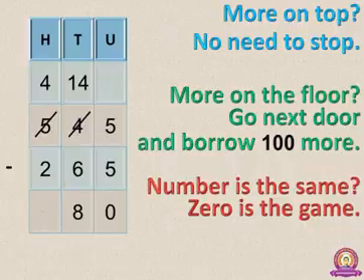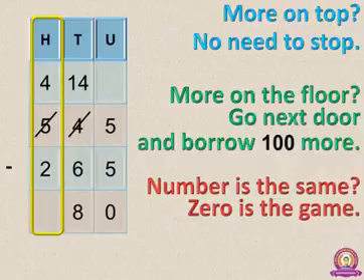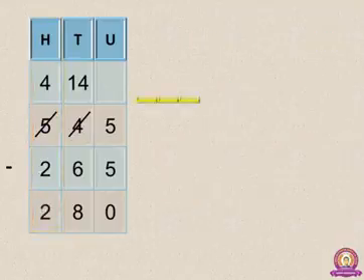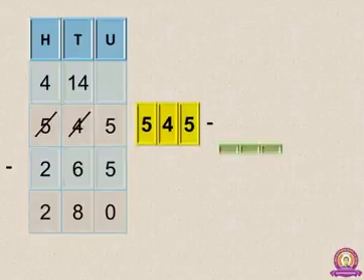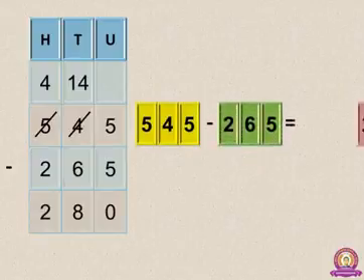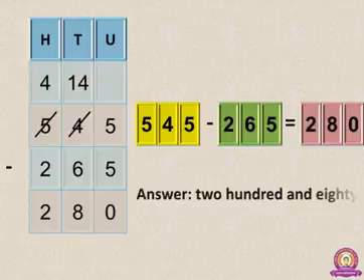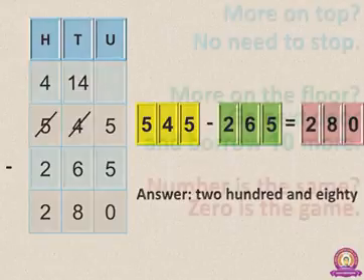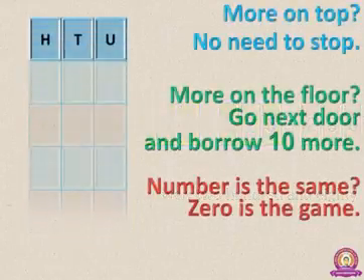Let's move to the hundreds column. 4 minus 2. Do we have more on top? Yes. Let us subtract 2 from 4. The answer is 2. 545 minus 265 is equal to 280. Let us take a look at the next example.